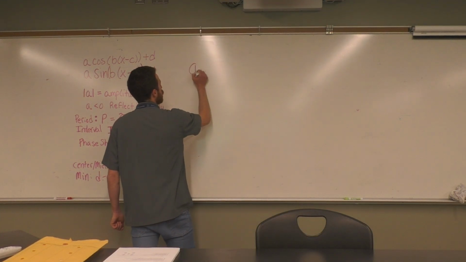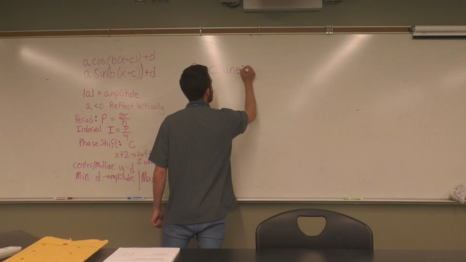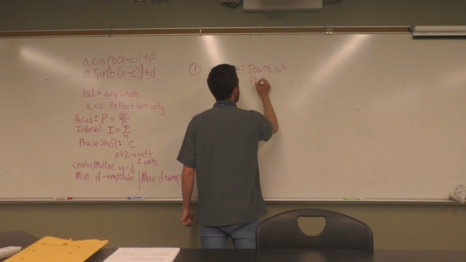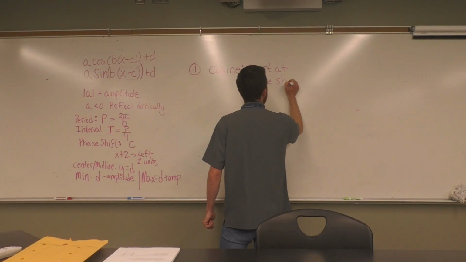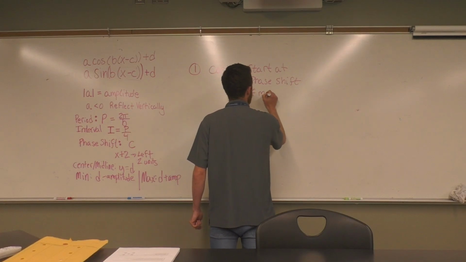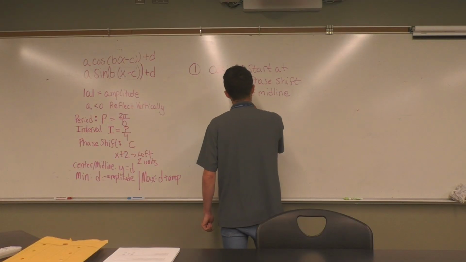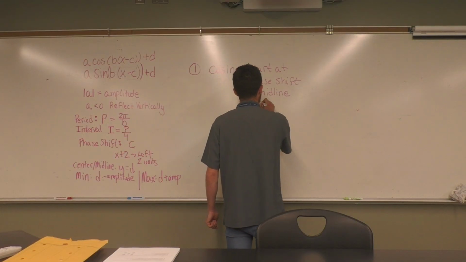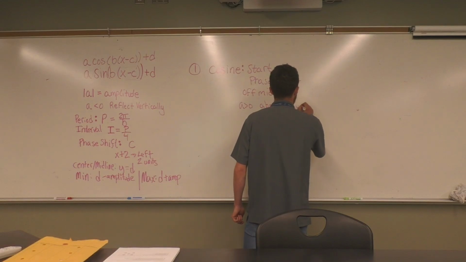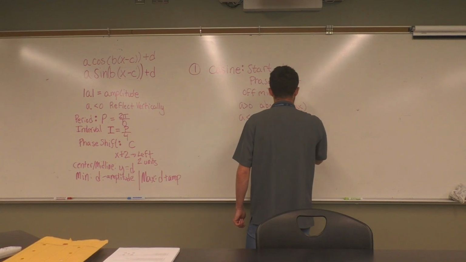So then, like I said, I'll just summarize. For cosine, start at phase shift off the midline, and if A is greater than 0, that means above at the max, and if A is less than 0, that means below at the min.